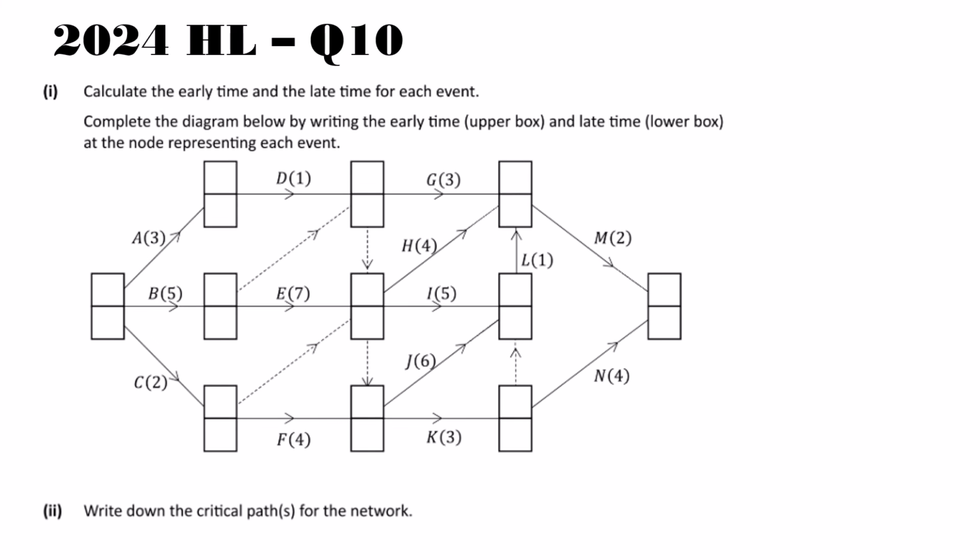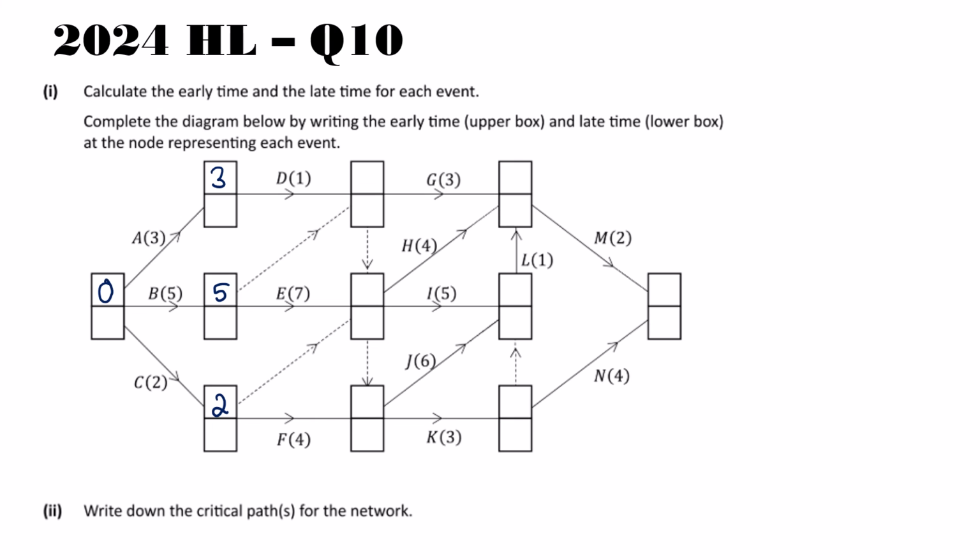So let's start filling in our early and late times, really thinking about these dummy activities and how they're going to impact us. The first thing we're going to do is our early times. With early times, we're always picking the biggest early times. So let's start with our source node. We start with our 0. We then have 3, 5, and 2. So they're all very straightforward.